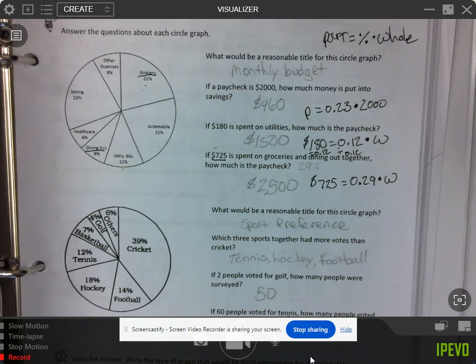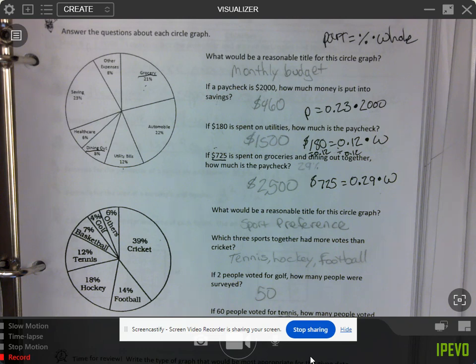Cam, I'm not sure what you're doing, but it's certainly not math. We don't need a backpack in our lap. We don't need fidgets in our hands. We need to be following along.